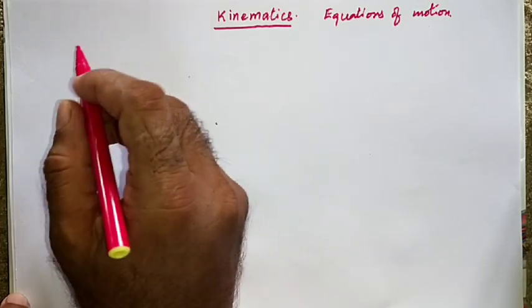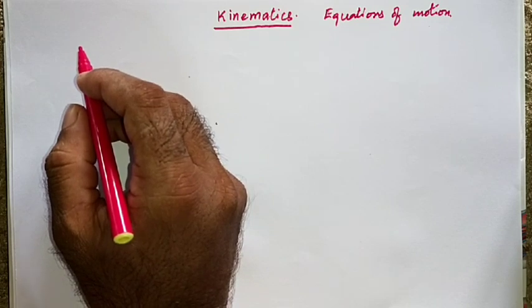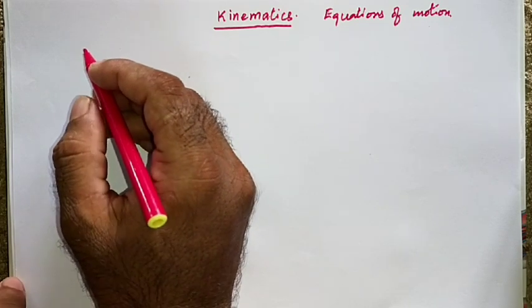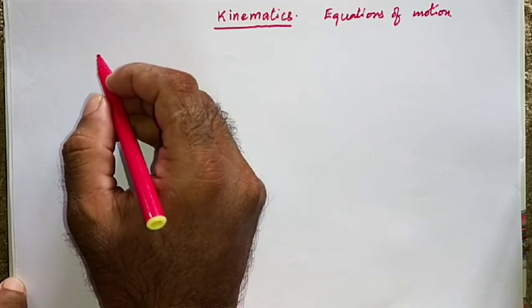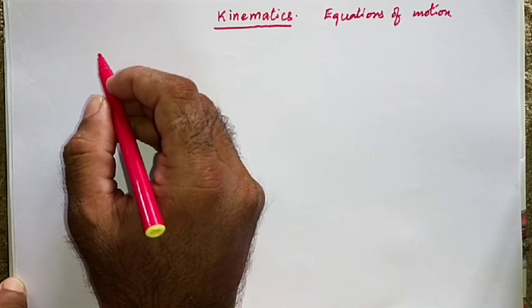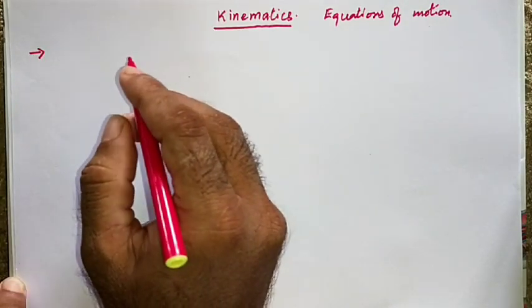So I gave a worksheet on the previous video, right? First you complete that, then only you see this video, please. It's my humble request. First complete that worksheet and see this video, right? Yeah, let us see the numericals one by one.